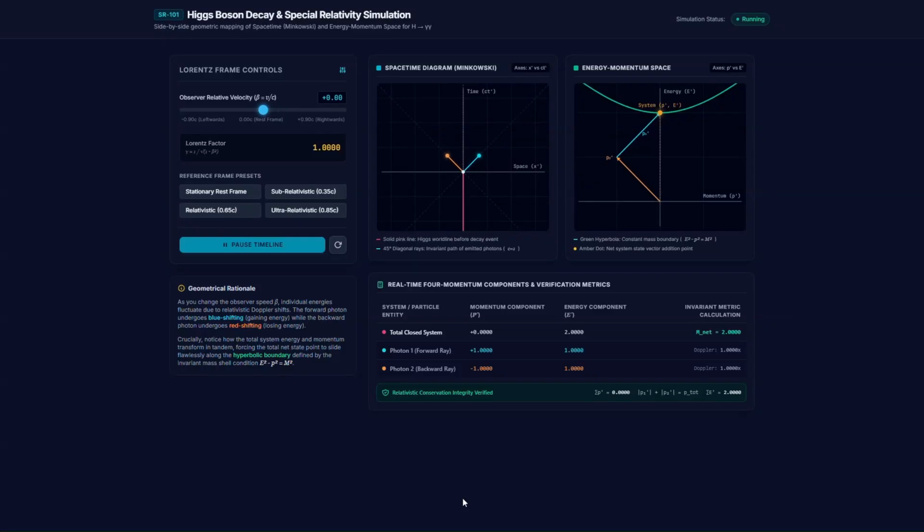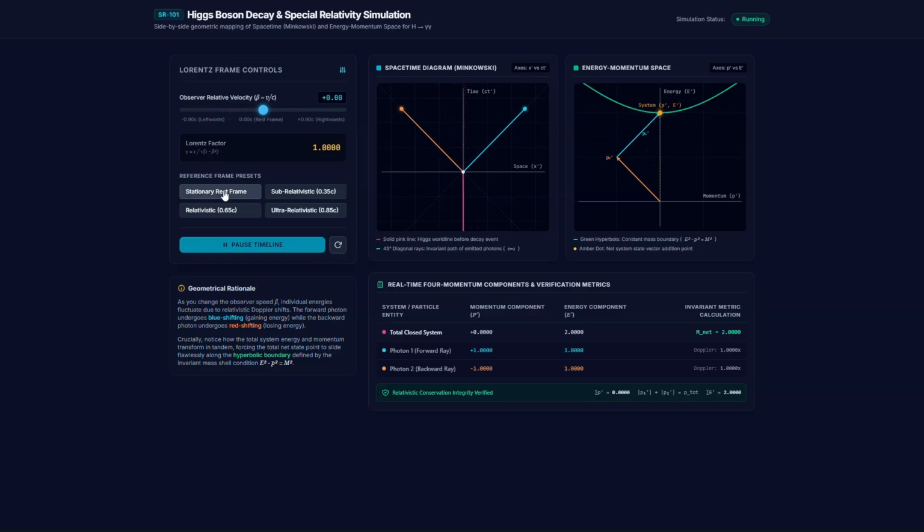This simulation models the relativistic kinematics of a stationary Higgs boson decaying into two collinear, massless photons and visualizes how fundamental conservation laws remain invariant across different Lorentz reference frames. In the rest frame, the two photons propagate in opposite directions with equal energy and momentum.